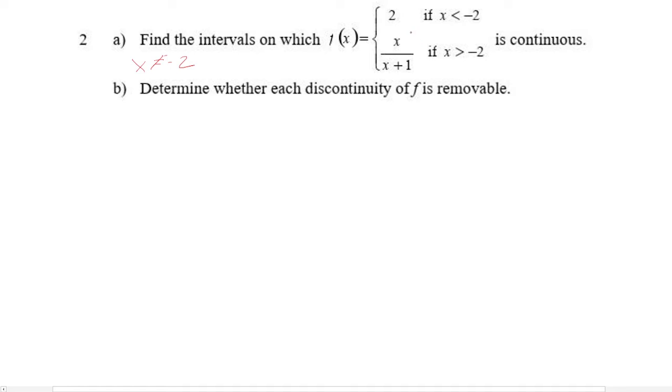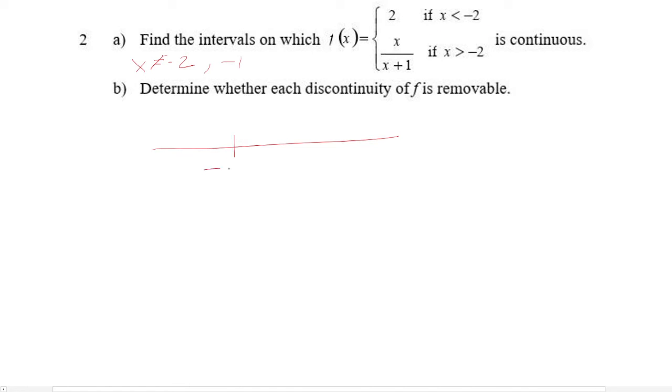Now, the function y equals 2 is continuous everywhere in general, but x over x plus 1 is a rational function, and we know that it's not continuous at x equals -1. Because here, at x equals -1, we get a vertical asymptote. So everywhere else, it's going to be continuous.